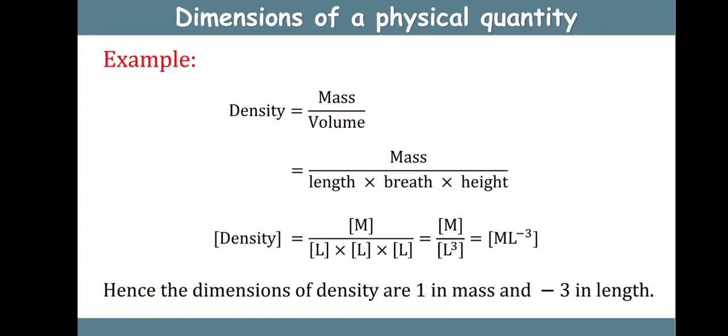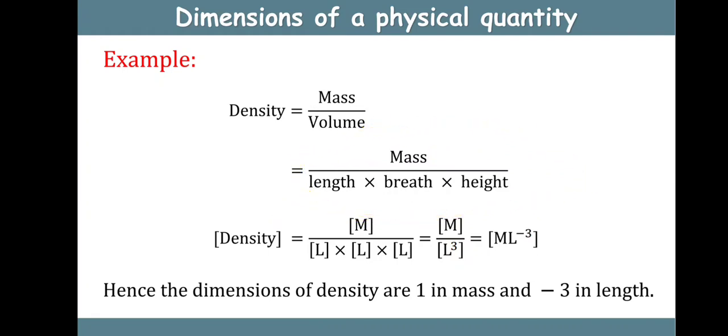Here density is equal to mass upon volume. We know that density is a derived quantity. Why? Because density depends on mass and volume, and mass is a fundamental quantity, while volume is length into breadth into height, again depending on fundamental quantities. So the formula of density is mass over length into breadth into height. Totally, density is a derived quantity, and it depends upon these fundamental quantities.